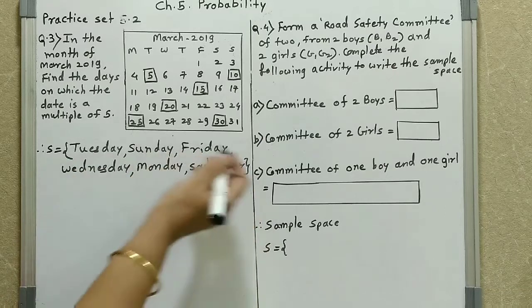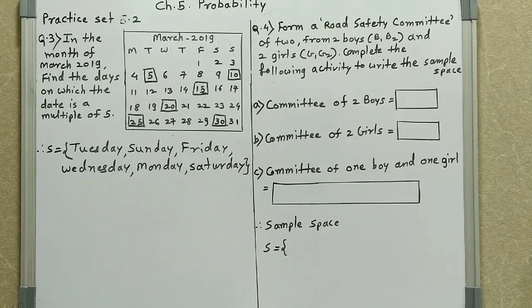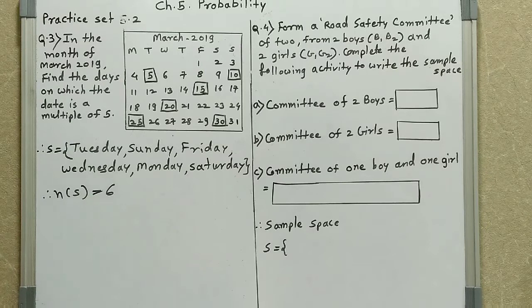So all these 6 days are 1, 2, 3, 4, 5, 6. So the number of sample points is 6. So this is question number 3. Now we see the next question, that is the 4th one.